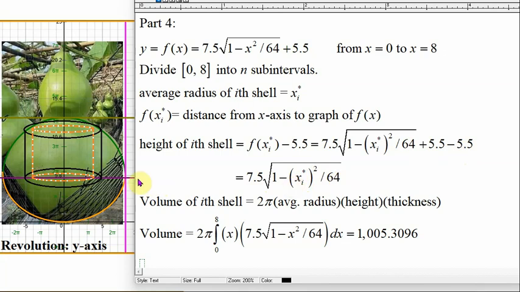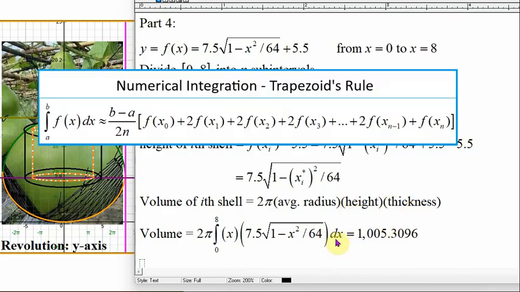And so the volume for this portion right here will be 2 pi times the integral from 0 to 8. For the average radius, it will be x, and then the height will be 7.5 times the square root of 1 minus x squared over 64, and then the thickness will be delta x or dx. And then using numerical integration, we get about 1005.